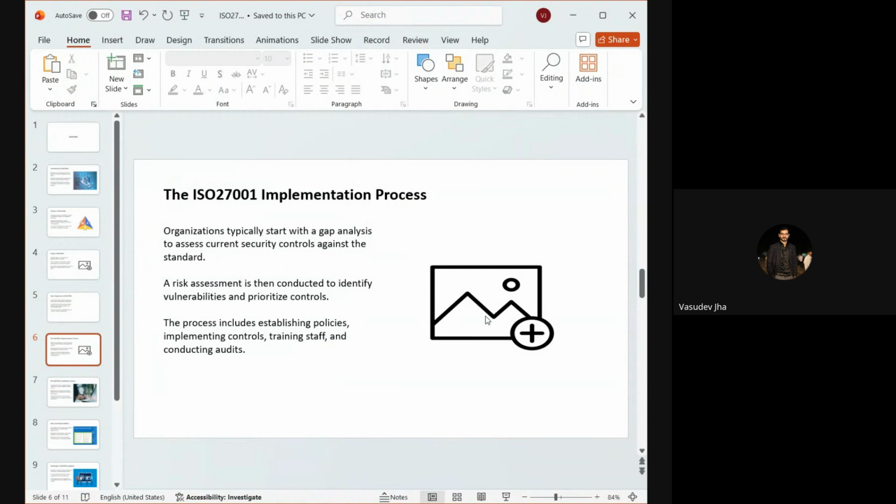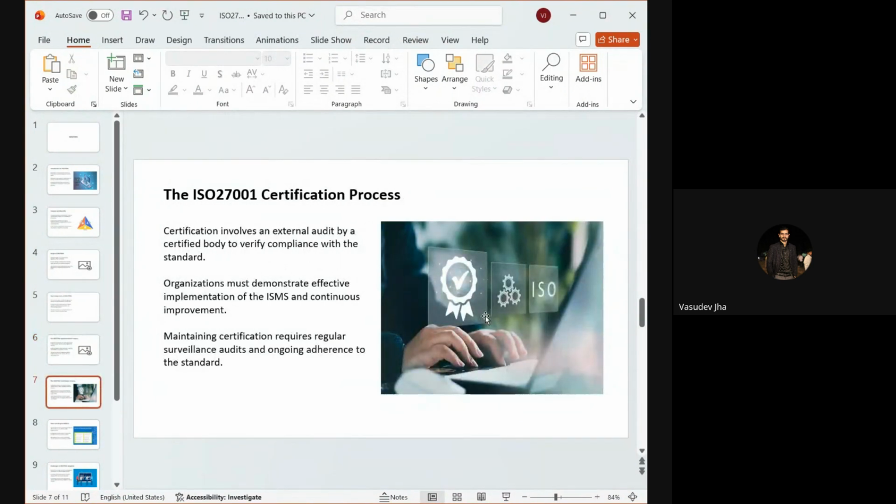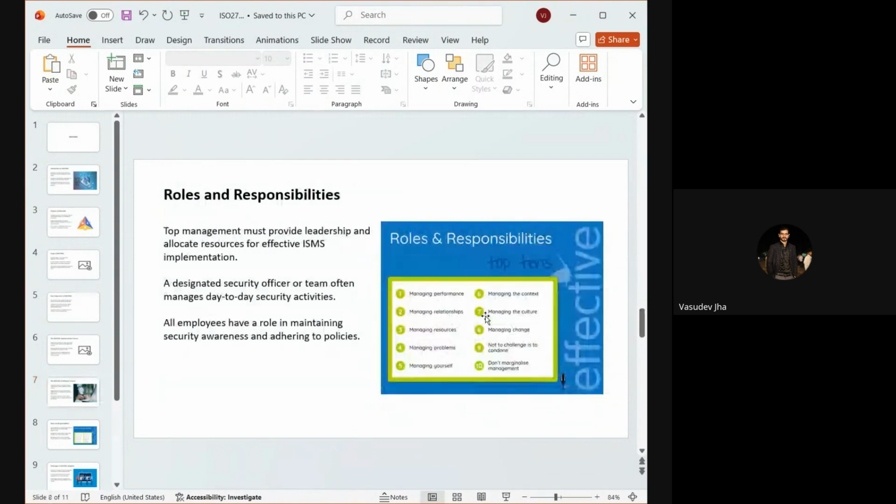Then the process includes establishing policy, implementing controls, training staff, and conducting audits. Okay, now here we have the certification process. Certification involves an external audit by the certifier body to verify compliance with the standard. The organization must demonstrate effective implementation of ISMS and continuous improvement. Maintaining certification requires regular surveillance audits and ongoing awareness of the standard. Okay.